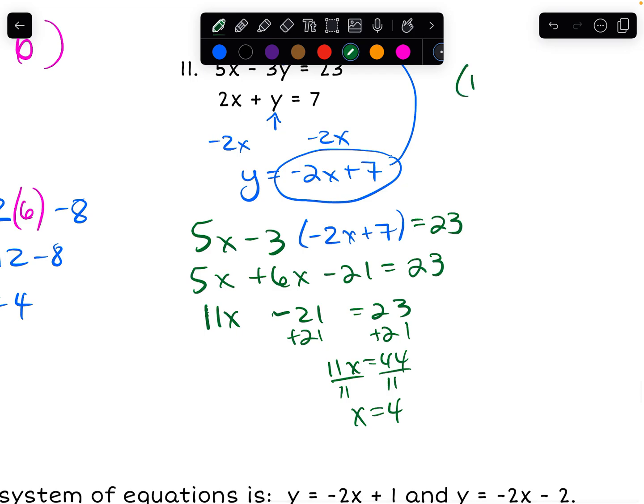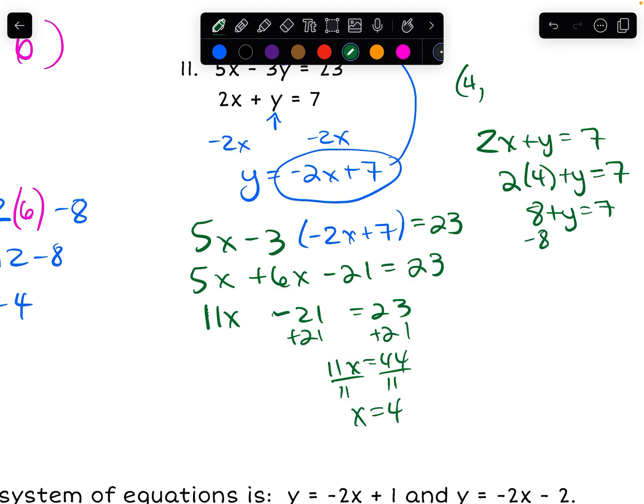Okay, so x is equal to 4. Now I'm going to plug that in to find y. So 2x plus y equals 7. So I'm going to replace, oh, I should have, that's okay. I was going to color code and I messed that up. That's okay. 8 plus y equals 7. Subtract 8 from both sides and y equals negative 1.